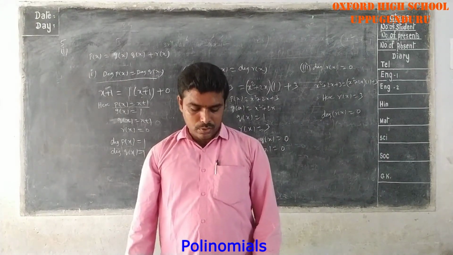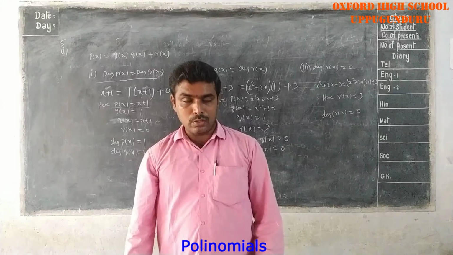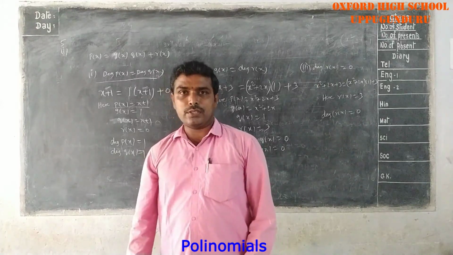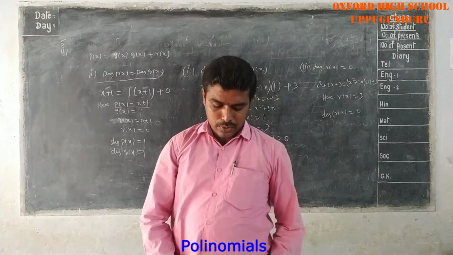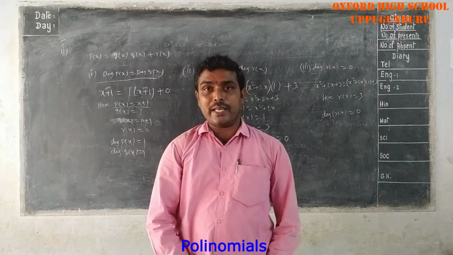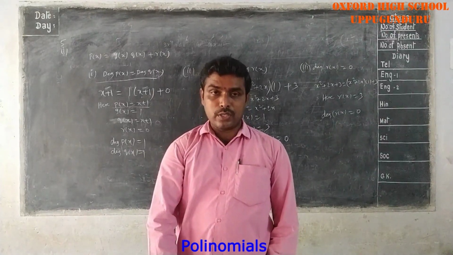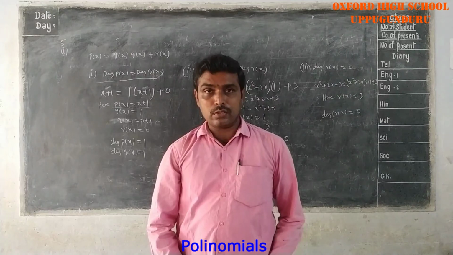Next, page number 53 you have 2 graphs, total 7 graphs you have. We will do those graphs in the next session. So up to this polynomials is completed except graphs. We will do the graphs in the next session. Okay, thank you.